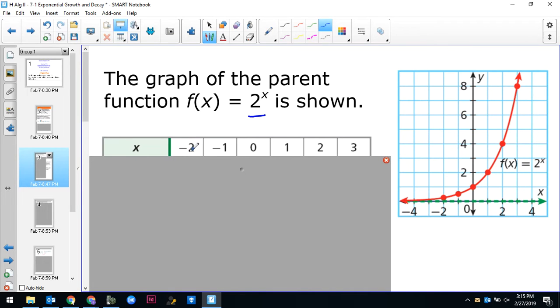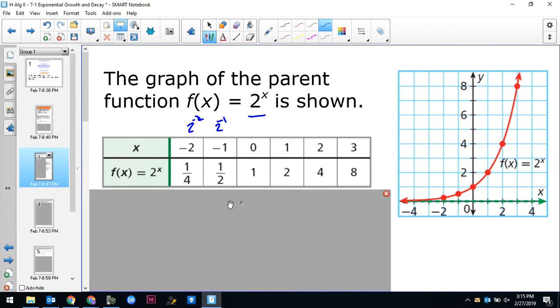If I take 2 to the negative 2 power, that would be 1 over 2 to the second power, 1/4. 2 to the negative 1, 1 over 2 to the first power, 1/2. 2 to the 0 is 1, anything to the 0 is 1. 2 to the first is 2, 2 to the second is 4, 2 to the third is 8, and so on and so on. If I kept this going, 2 to the fourth would be 16, 2 to the fifth would be 32.